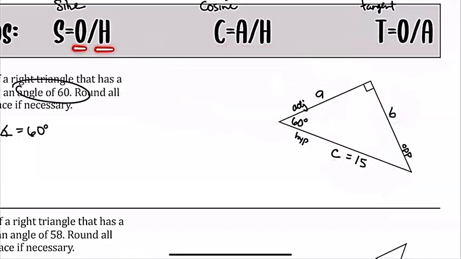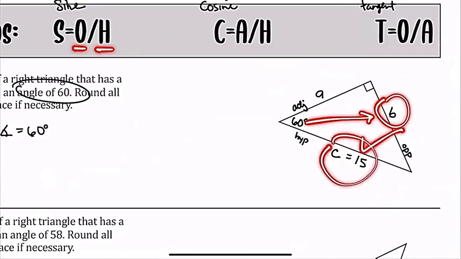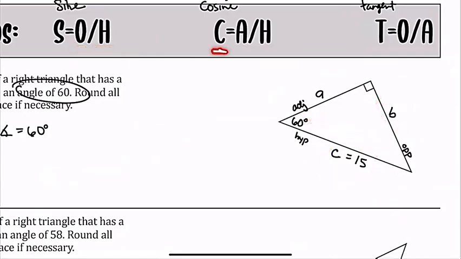So here I have opposite over hypotenuse. I don't have the opposite side, but I do have the hypotenuse, so I could use that one. Here I have cosine is adjacent over hypotenuse. I don't have the adjacent side, but I do have the hypotenuse, so I could also use that one. So you could use sine or cosine. It doesn't matter which one.